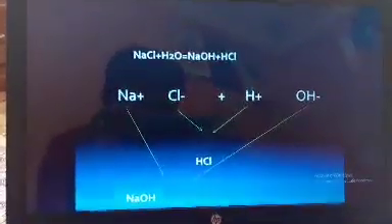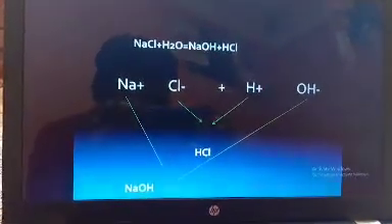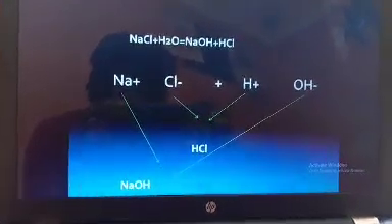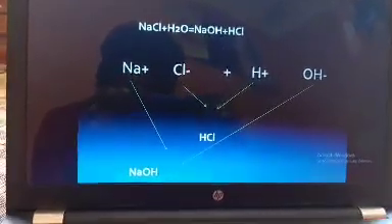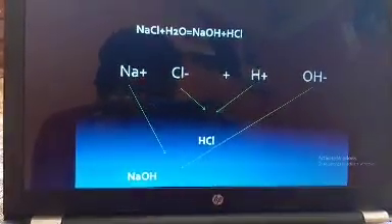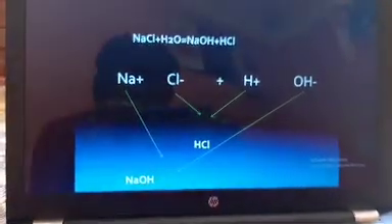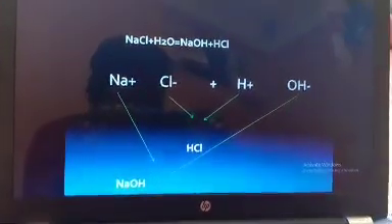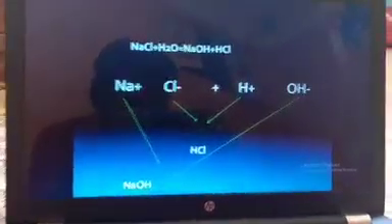So once again I am just repeating here, the salt's positive part will be combining with the negative part of the water to give the base, and the salt's negative part will be combining with the positive part, that means the H plus of the water, to give HCl. In this way NaOH and HCl are produced, and moreover remember that NaCl is produced when NaOH and HCl react with each other. That means while we dissolve NaCl in water, it produces NaOH and HCl. Acid and base both being strong, the aqueous solution will be neutral.